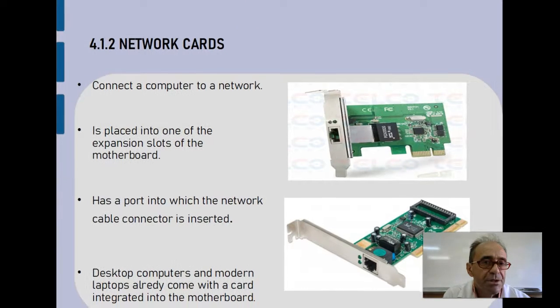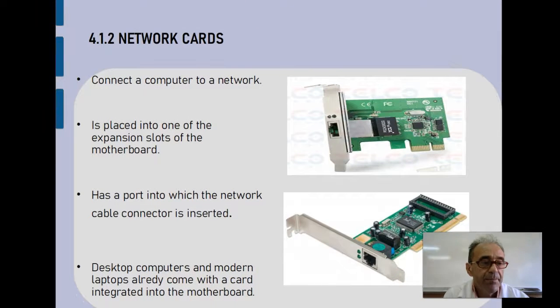Small networks use network cards in the computers that are connected. A network card is this one, which is inside the CPU and is inserted in the expansion slots of the motherboard of the computer. Here we have a port where we connect the RJ45 wire that we use for connecting networks.